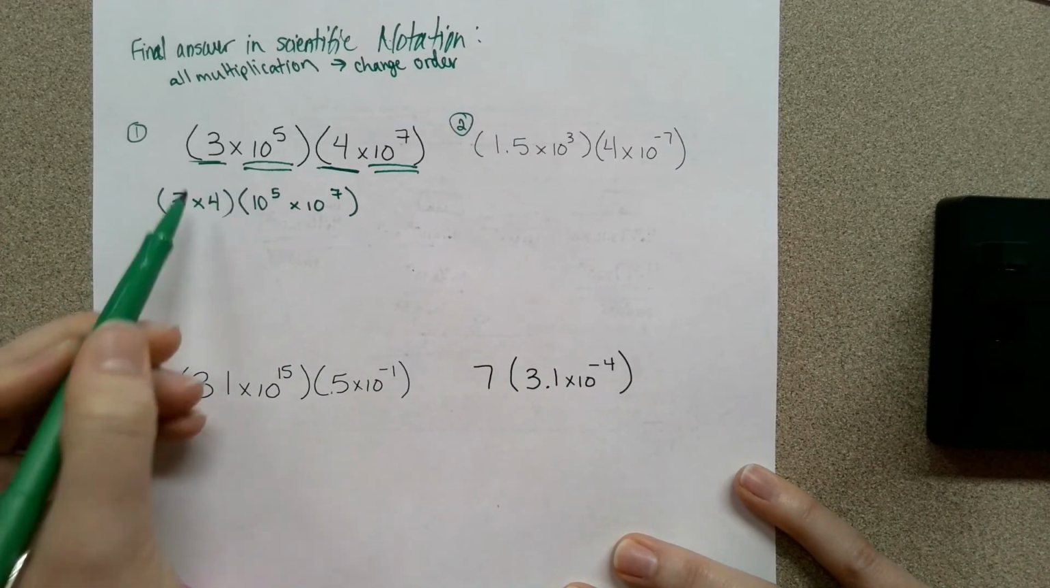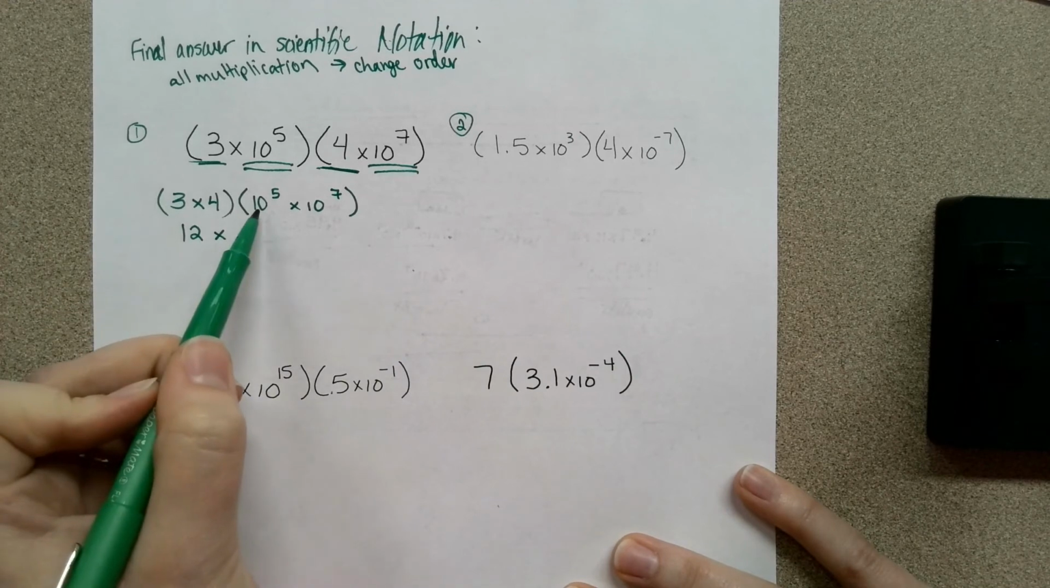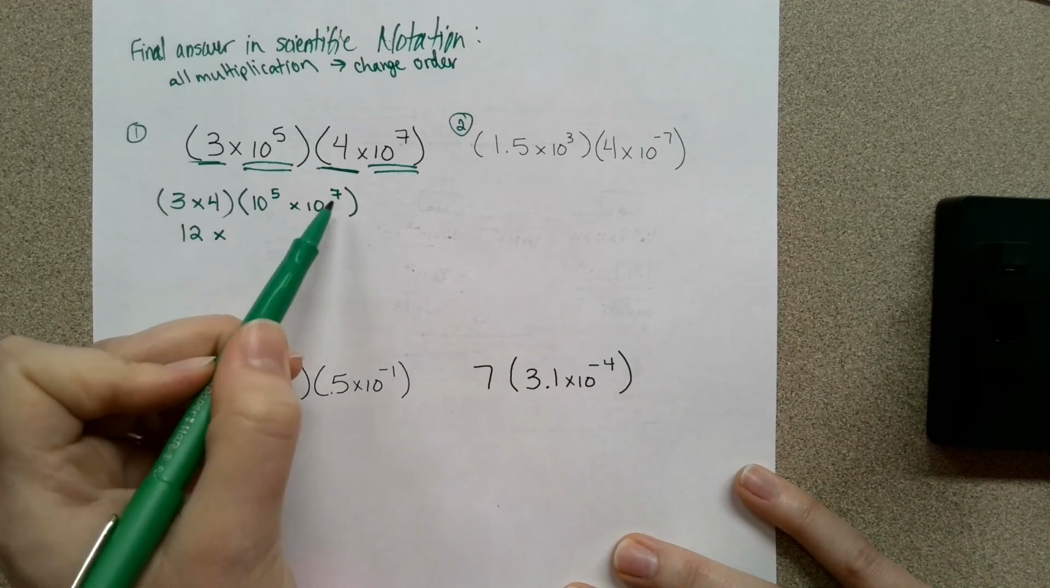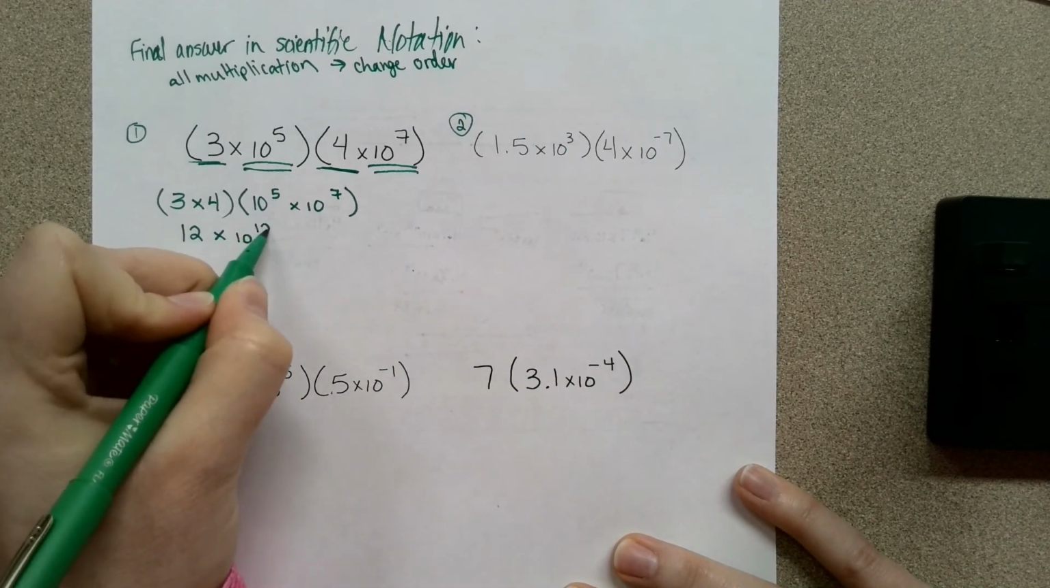Then from here, we know what 3 times 4 is. That's 12. Times, and here it's 10 to the 5th, so we're multiplying by 10 to the 5th, and we're also multiplying by 10 to the 7th. So in all, we're multiplying by 10 a total of 12 times.